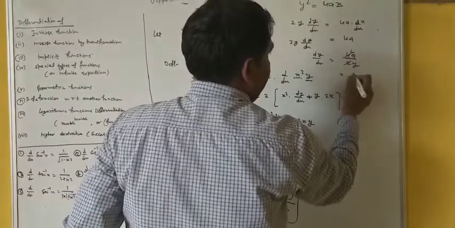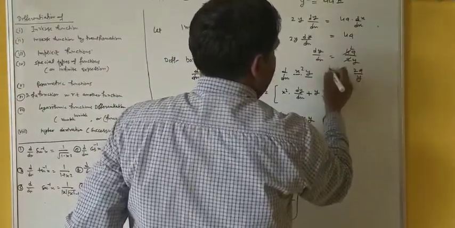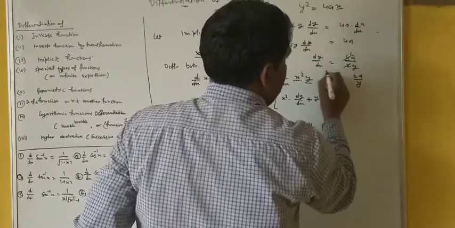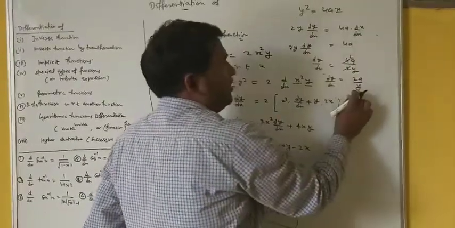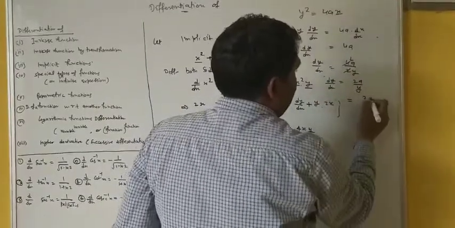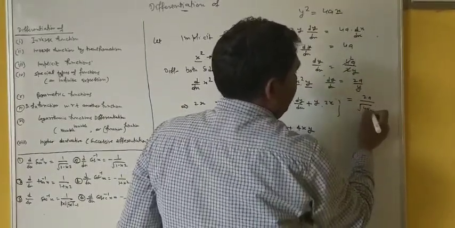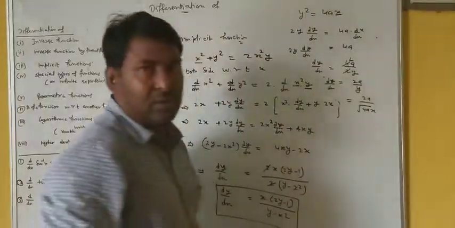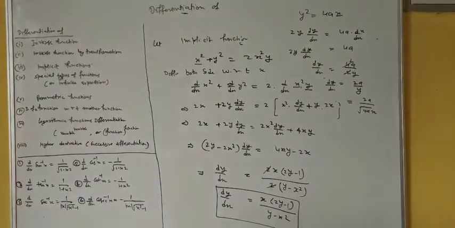2 2 is 4. So 2a upon y. This is your answer, dy by dx. And now your answer should be in terms of x. So what is the value of y? Under root 4ax. So 2a upon under root 4ax. Now some more.